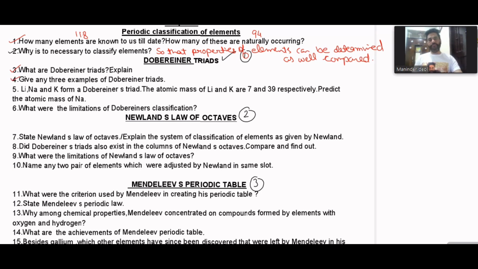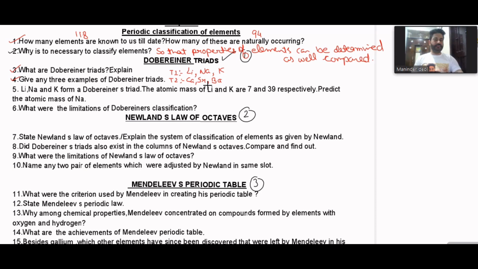Okay, let's move to question number 4. Give 3 examples of Dobereiner's triads. Now we have to find the 3 triads. Triad number 1, as you told in the modern periodic table, leaving hydrogen, is lithium, sodium and potassium. Now triad number 2. Tell me the elements of group number 2, leaving the first 2. Beryllium is first and magnesium is second. After that, calcium, strontium and barium. This is the second triad.